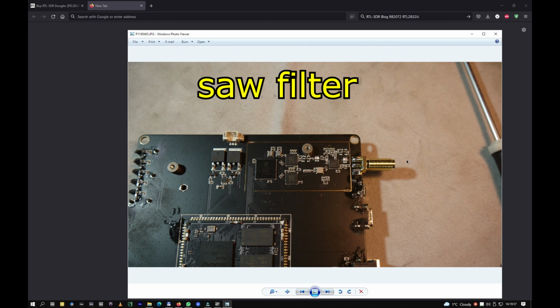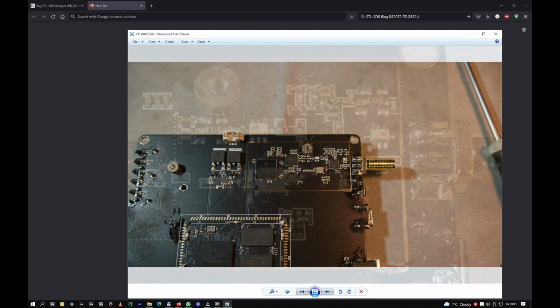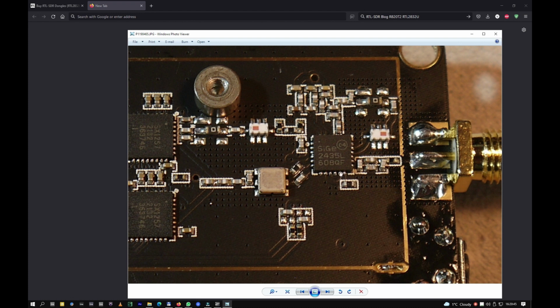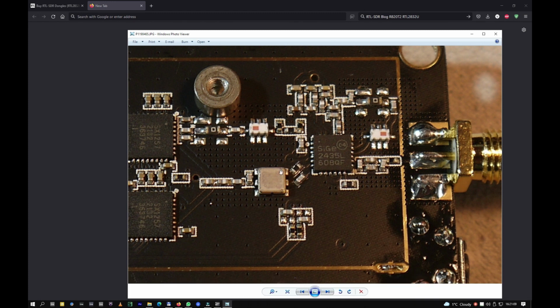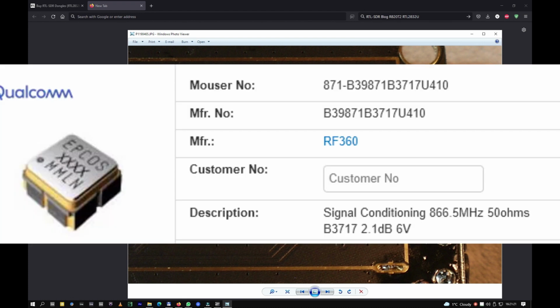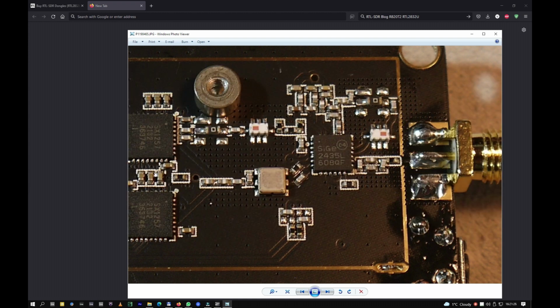The signal is coming from the antenna here on pin 11, and then goes to pin 9. You can see we have an LNA, a low noise amplifier here. Then afterwards it goes to this filter, a SAW filter centered on 868 megahertz. Anyway, it's 3717, and of course it's running to these two ICs.